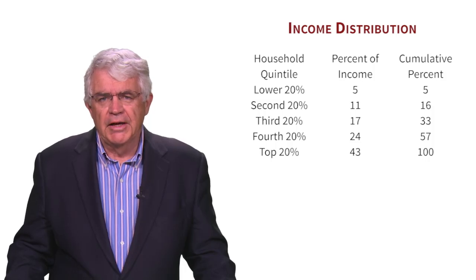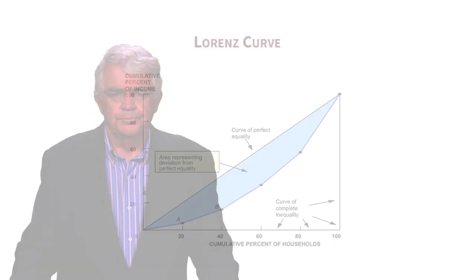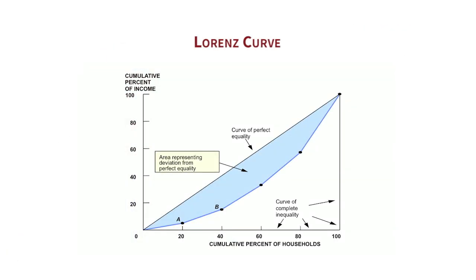And we do that by plotting the numbers in the third column. The plots are shown in this next picture. It's called a Lorenz curve, actually. On the horizontal axis, we're just plotting the cumulative percent of households, up to 100% of households. And on the vertical axis, we're plotting the cumulative percent of income. So these are just the numbers from that table. The dots labeled A, B, etc., are just the numbers from the table.